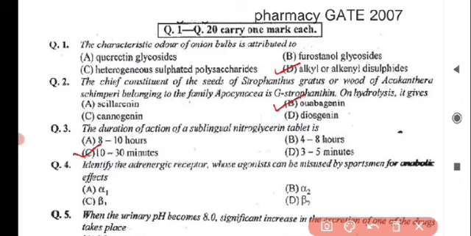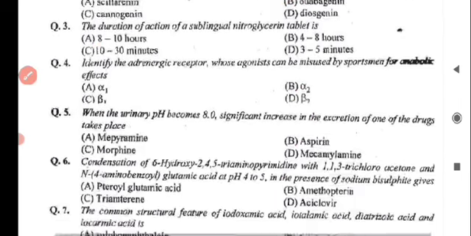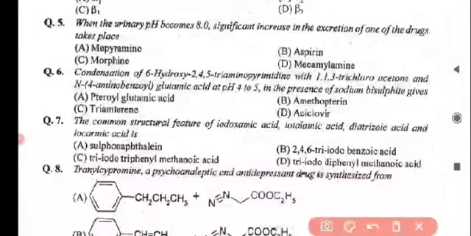Next question is identify the adrenergic receptor whose agonist can be used by sportsmen for anabolic effects, and the correct answer is option number D, beta 2. Next question is when the urinary pH becomes 8.0, significant increase in the excretion of one of the drugs takes place, and the correct answer is option B, aspirin.